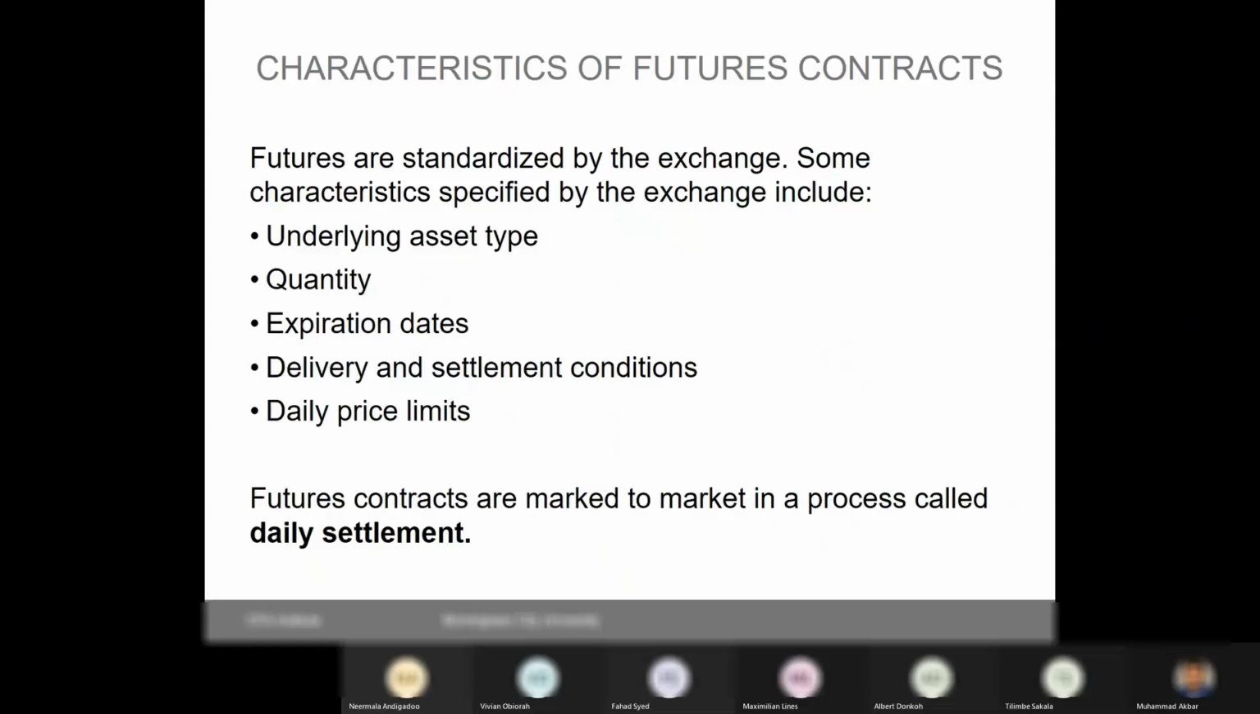Now, as we said, the futures contract is a standardized contract. So the asset underlying the contract, the quantity of the asset, the contract size, the expiration dates, the delivery and settlement conditions, the daily price limits, up limit, down limit, these are all set by the exchange. And as we talked about, the gains and losses are settled on a daily basis, which we call the mark to market, the daily mark to market.